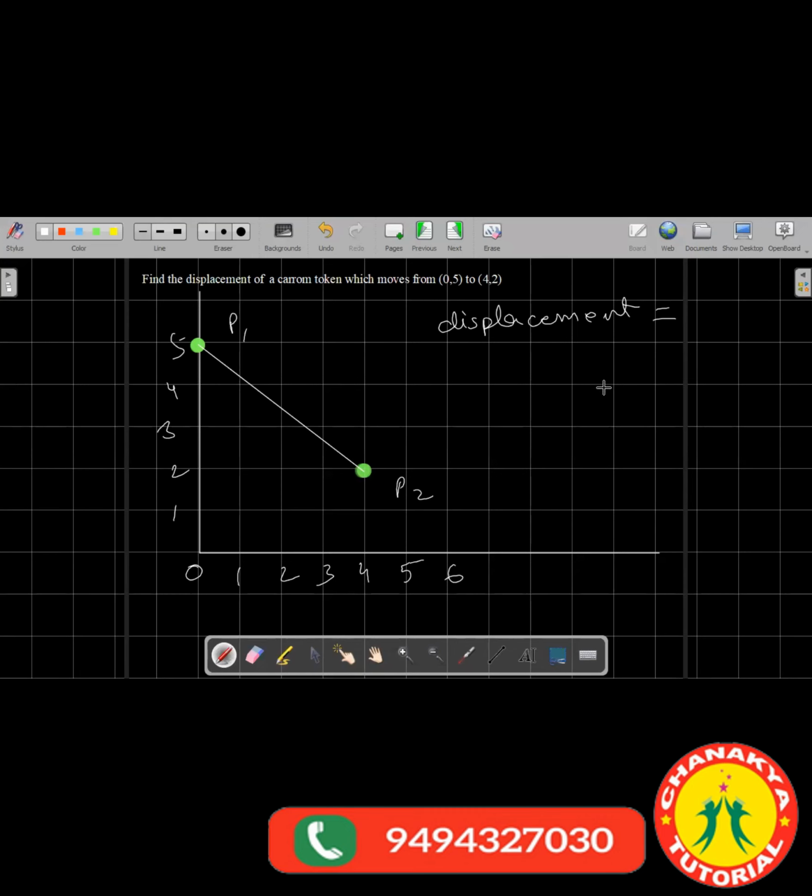So you find the displacement, and the displacement would be given as the distance between these 2 points. The distance between the 2 points can be given by the distance formula. So this would be equal to under root of (4 minus 0) whole square plus (2 minus 5) whole square. So this equals 16 plus 9, which is under root of 25, and hence the displacement is 5 units. Yes, sir. The displacement is 5 units, and now we want to find out its direction.